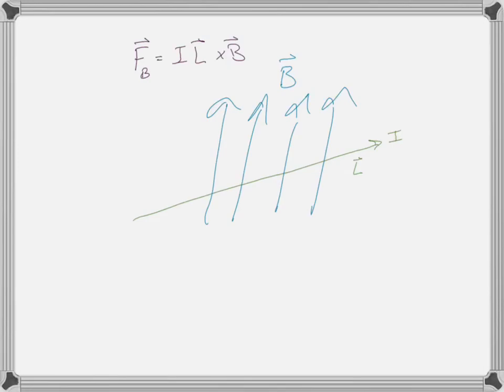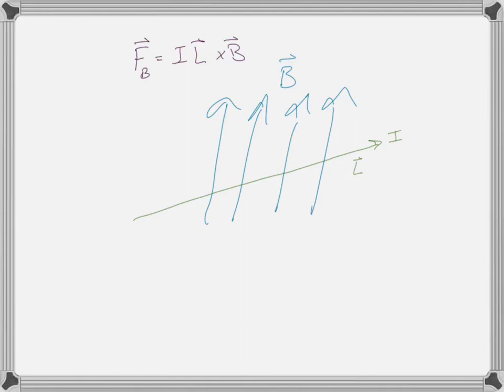Then we extended that to currents. A moving charge is just a current. So then we were able to show that if you have a straight current carrying wire in a constant magnetic field, the magnetic force on that wire is IL cross B, where L is the length of the wire, and L has a direction, which is in the direction of the current.